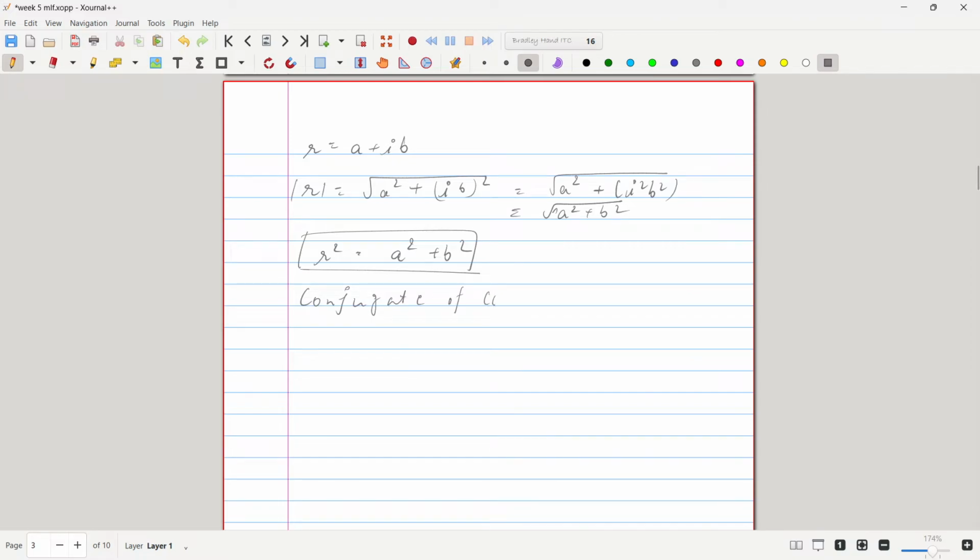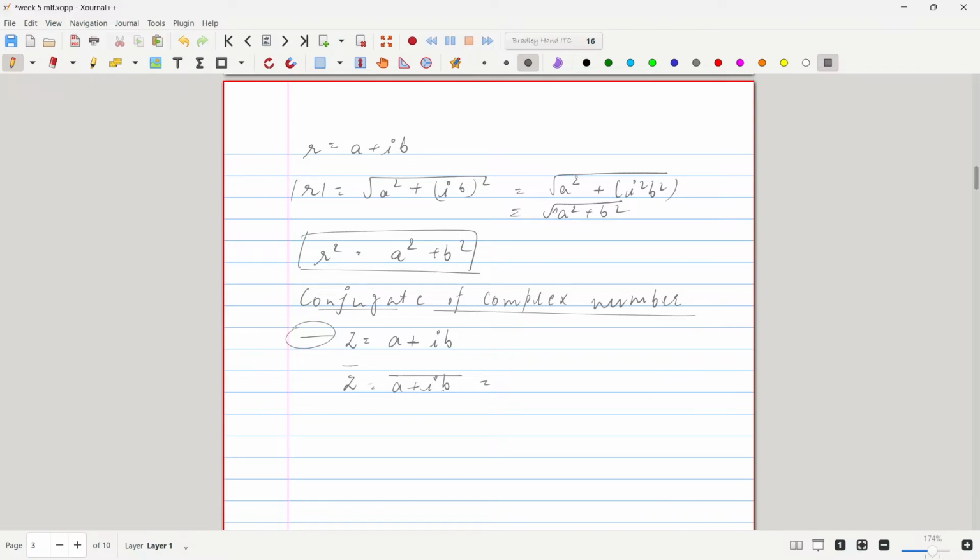So now comes the conjugate of a complex number. The conjugate of a complex number is represented by a bar. Suppose you are having a complex number a plus iota b, and suppose this is z. Now if you want to find the conjugate of the complex number, z bar is the bar of a plus iota b. In this bar you have to change the sign of iota.